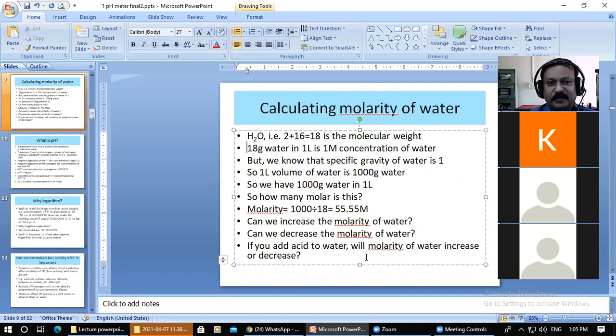Is it correct? If I take 18 gram of water in a total of 1 liter of water, then it is 1 mole, right? But again, we know that the specific gravity of water is 1, and therefore 1 liter of water actually contains 1000 gram of water. Interesting. So how can I take 18 gram of water in 1 liter of water? That is not possible, because 1 liter of water actually means 1000 gram of water. Is it right?